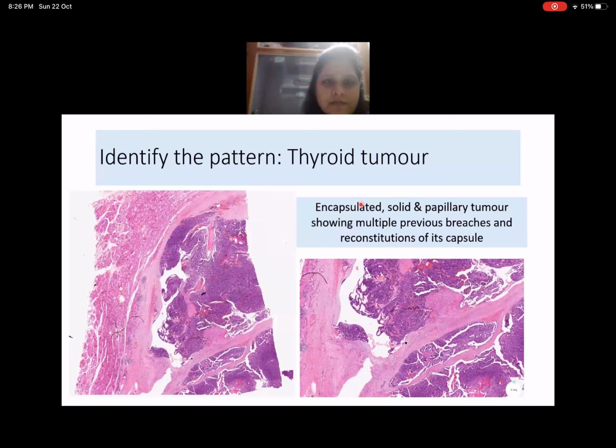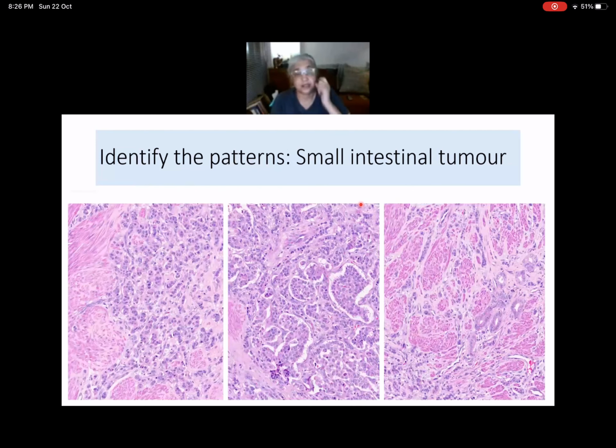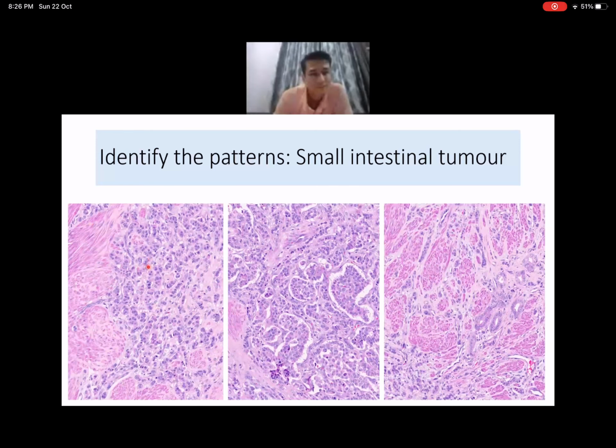There is a tumor that is infiltrating this capsule, and you can see how it is infiltrated through this original capsule, and now a new capsule has formed. See how beautifully you can see these patterns. It's an encapsulated, solid, papillary tumor showing multiple previous breaches and reconstitutions of its capsule. See, isn't this wonderful? These cells and the tissues talk to you. They're telling you what has gone on in those tissues. Okay, now identify these patterns.